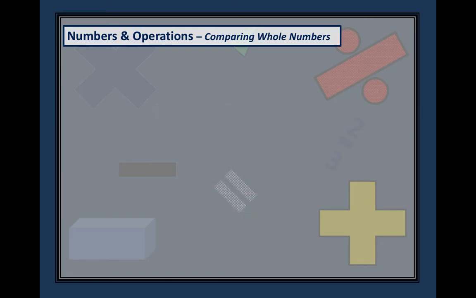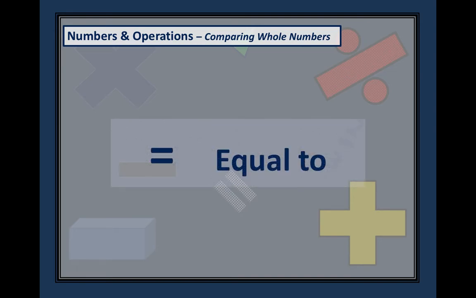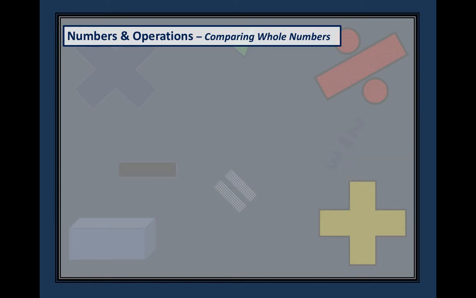In math class, we'll use different symbols to help us compare numbers. If two numbers are the same or equal to one another, we'll use the equal sign. We'll also use some inequality symbols such as the greater than symbol and the less than symbol.